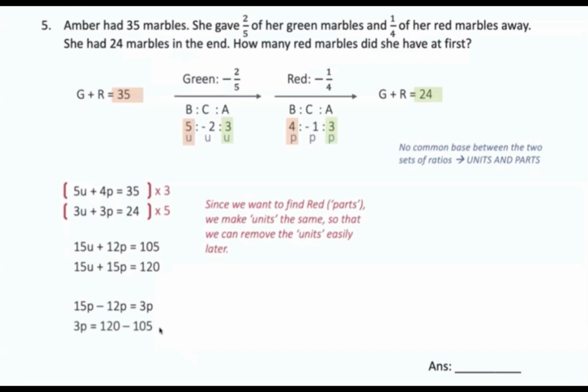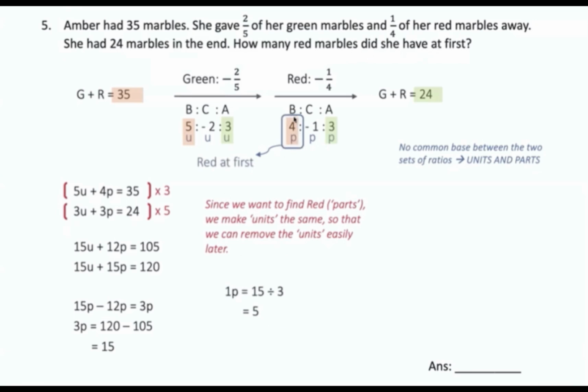That will be equal to 3 parts, right? Got it? On the left side, I use this, subtract this, and it will be equal to 120 minus 105. So 3 parts will be equal to 15. So 1 part will be equal to how much? 5. Now the question is, how many red marbles did she have at first?